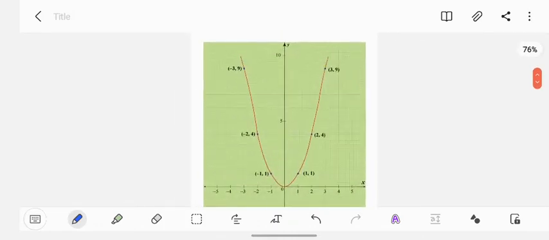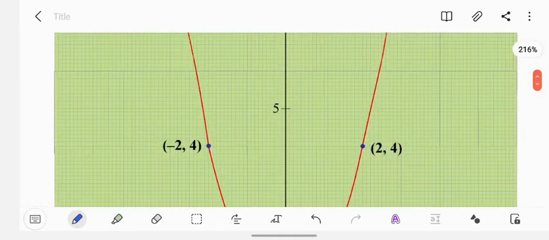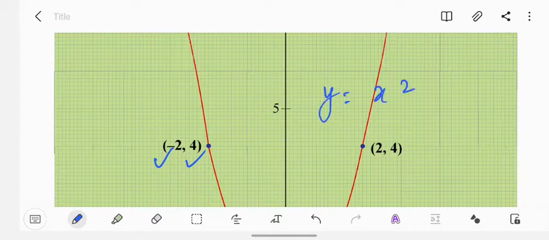So this is the graph. You can zoom in to see it clearly. At minus 2, the value gives you 4 because y equals x squared. So the value of x is minus 2, and y will be minus 2 squared, which gives you 4. So depending upon the value of x, the value of y changes.